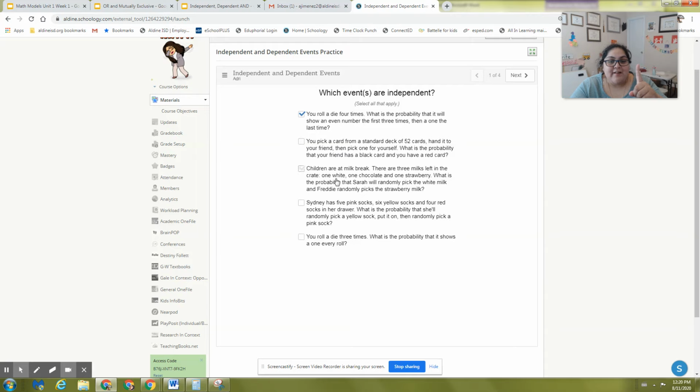So I wouldn't click it. The next one says that there's 3 milks left. Sarah randomly picks one and then Freddie randomly picks one. That means if Sarah is going to pick, she's taking away the milk. She's going to change the total number of outcomes. So then that would be dependent. You have Sydney. Sydney is going to randomly pick a yellow sock and put it on. She's putting it on. That means she's holding on to it. So she's going to be changing the total.